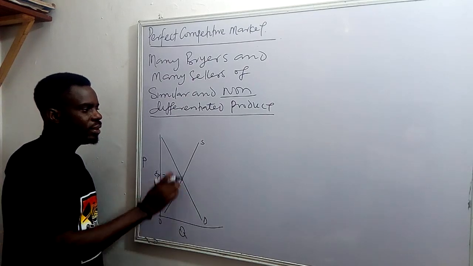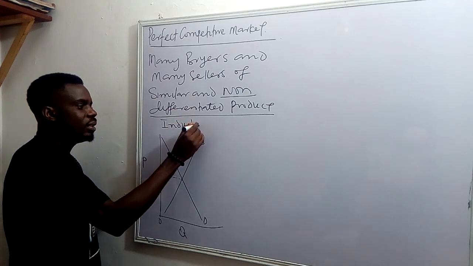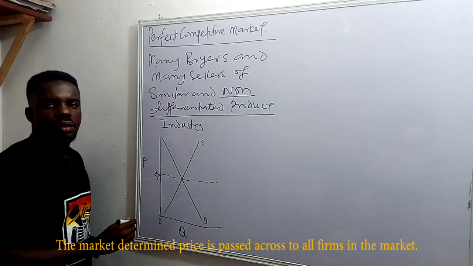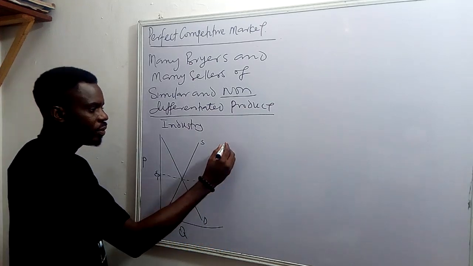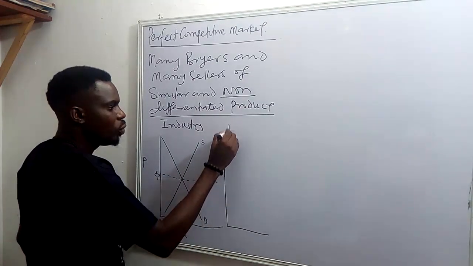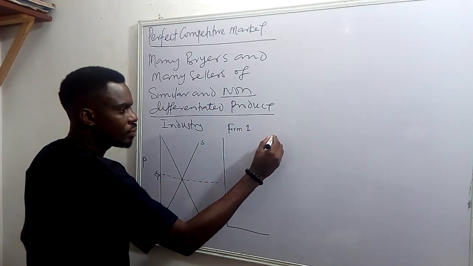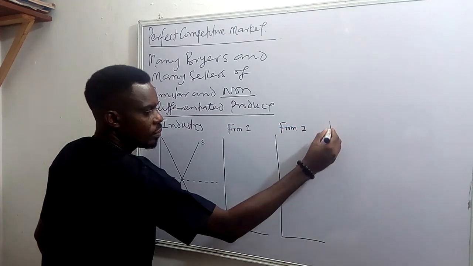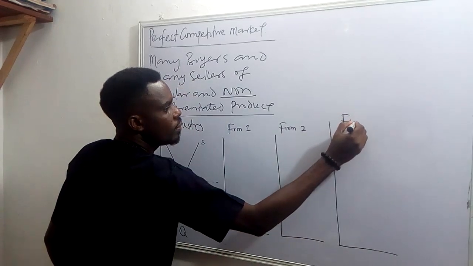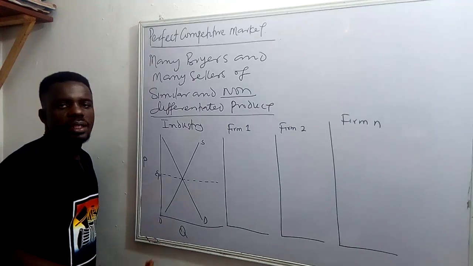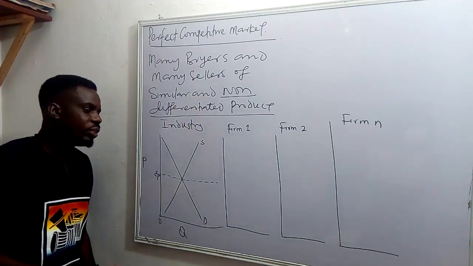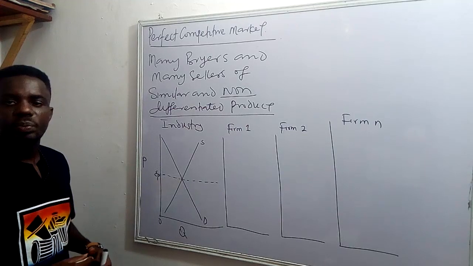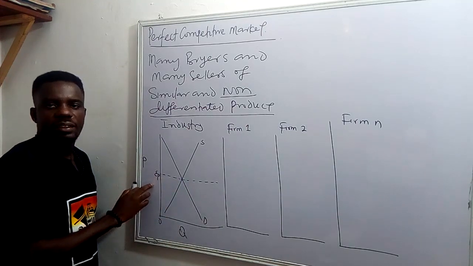And this price, the price in the industry, is passed across to other firms in the industry. Let us assume we have firm one, firm two, up to firm N. Let us assume these are the firms in the industry. Because none of them can actually influence price, they all accept price from the industry. And this is the market determined price.